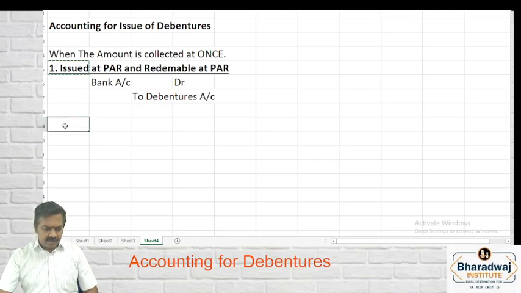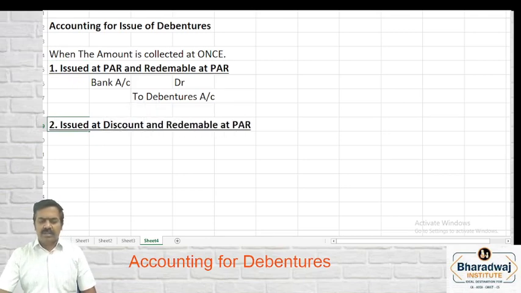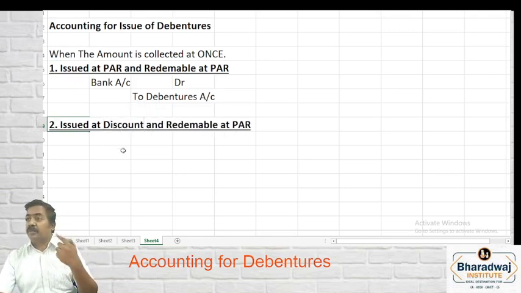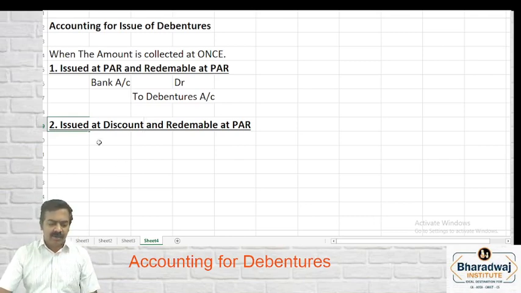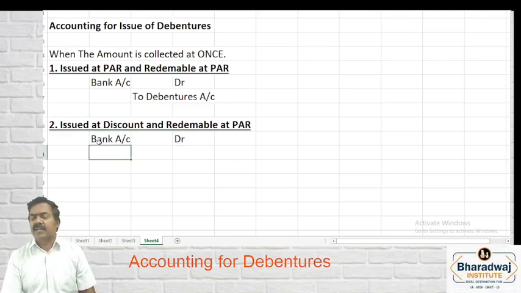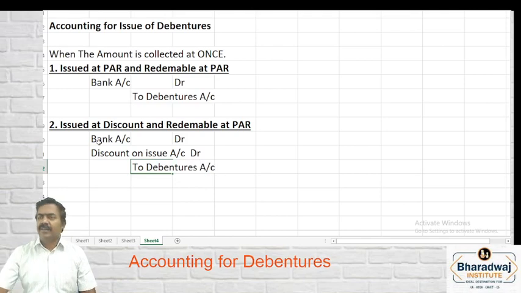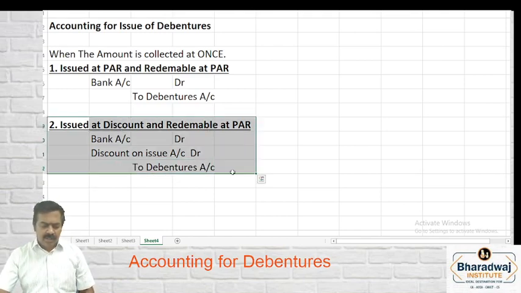Second case, issued at discount. It is like you pay 90,000 now. After 5 years, you get back the face value of 1 lakh. What is the entry we will pass? Bank account debit. We are issuing at a discount here. Is discount a loss or a gain? Loss. Discount on issue of debentures account debit to debentures account. This is issued at discount, redeemable at par.